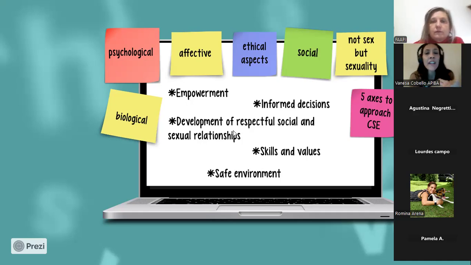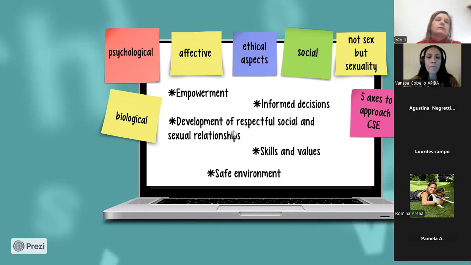And apart from that, it depends on the levels, because it applies to all levels, but the topics will be different depending on the levels. You have a lot of information online about the topics that you can deal with in the different levels. And then we've got the 5 axes to approach CSE. I won't mention them because I suppose that you have already talked about them, but these are like respect, culture, identity, these different aspects that you can include in your classrooms.